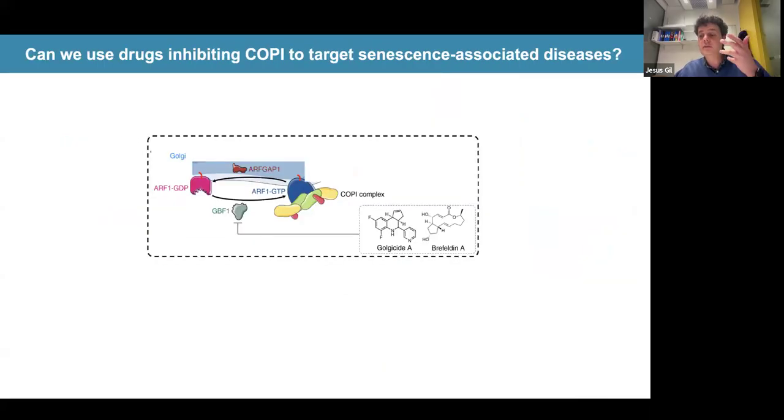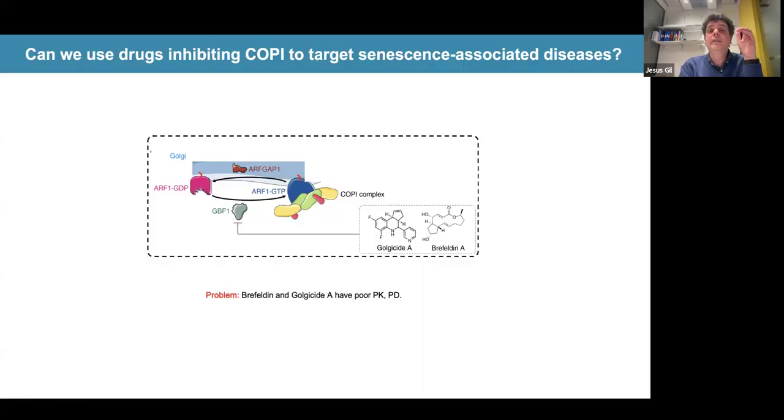Of course, one thing that we want to do is to see whether we can apply this to treat different pathologies. We talked about Golgicide A and Brefeldin A, two small molecules that we could use to try to target senescence. The problem is that these molecules work very nicely in cell culture, but they have very poor pharmacological properties.